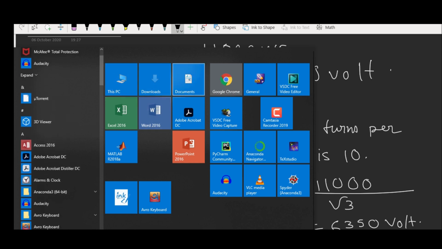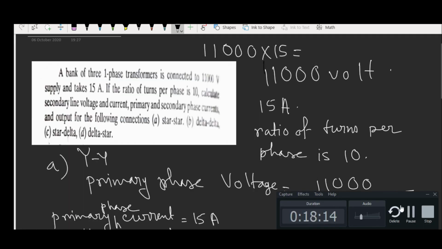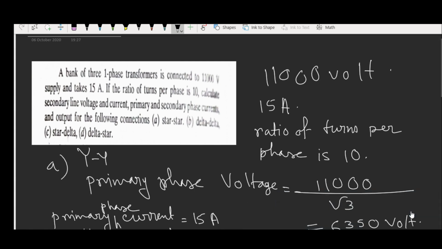Where is the calculator? Just a minute. So yes, I got my calculator. So what is your one transformer kVA? One transformer kVA is how much?